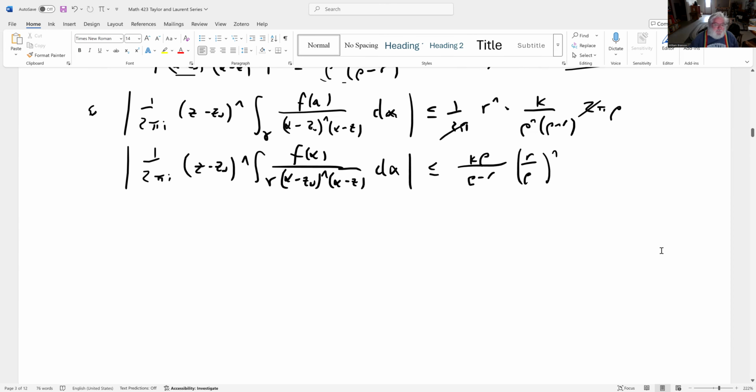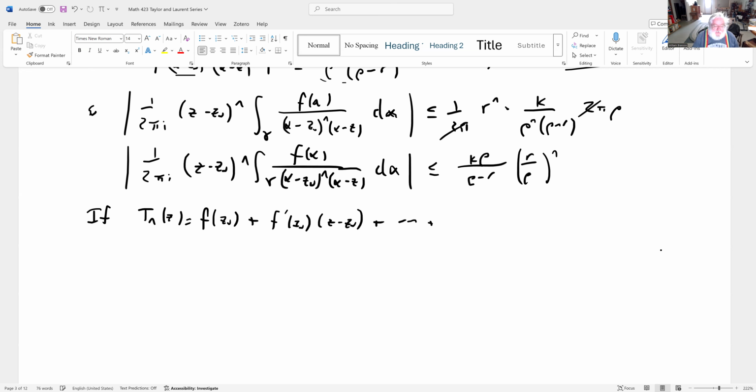So if we define the nth Taylor polynomial, as we usually do, f, well, we got to the n minus first derivative, I think.